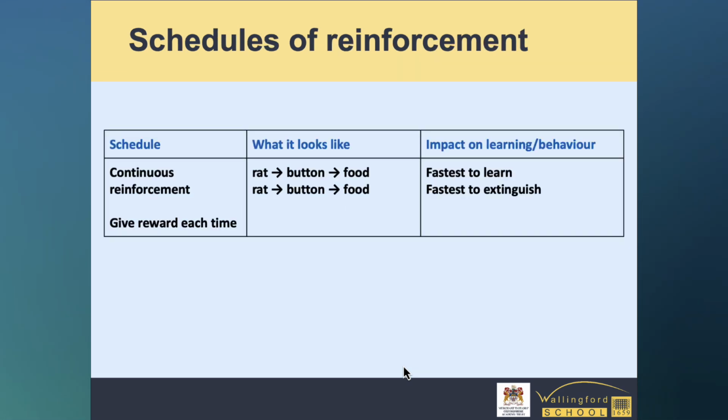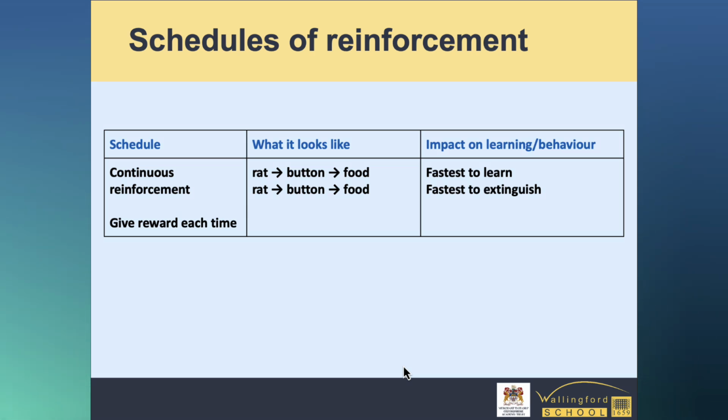So I'm going to move on to something I'm going to call a schedule of reinforcement. Now, when Skinner started out, what he tried to do is to basically, every time the rat pressed the button on the lever, he got a reward. So it looks like this. Rat presses button, gets food. Rat presses button, gets food. That's known as continuous reinforcement. Every single time the rat presses the button or the lever, it gets a reward.